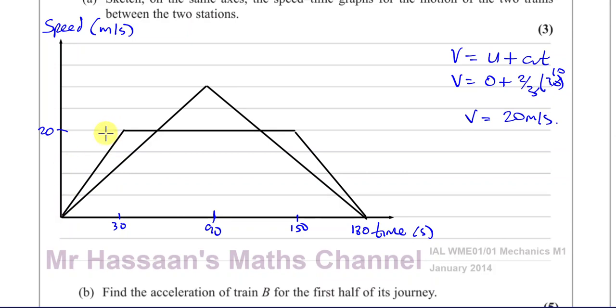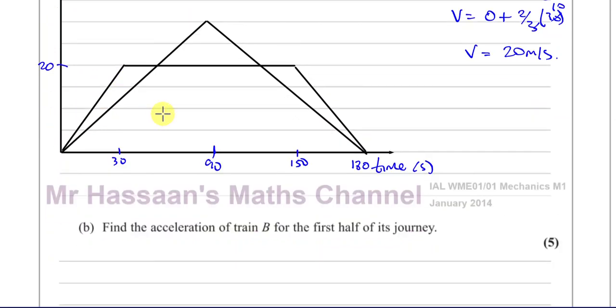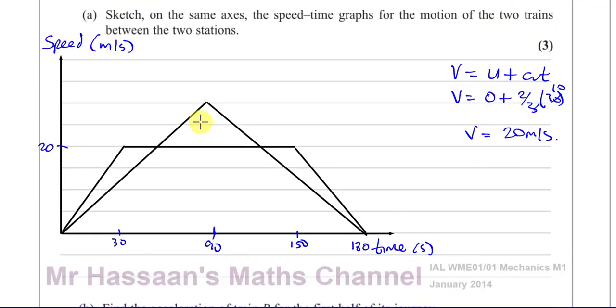Well, we know that it was train B. Train B is this one. It seemed a bit too easy there. This is train B, this is train A, right? This is train A, and this one is train B. Okay, so we want to find the acceleration.